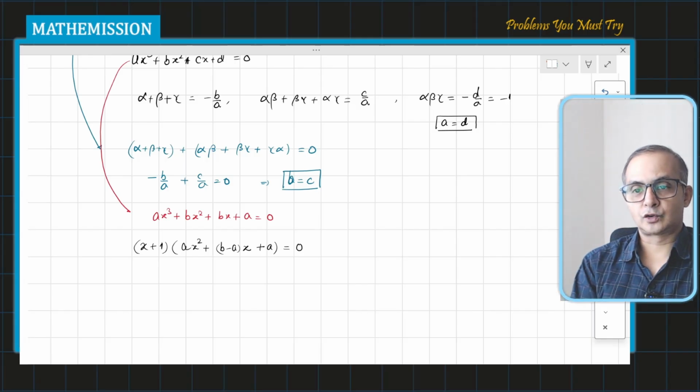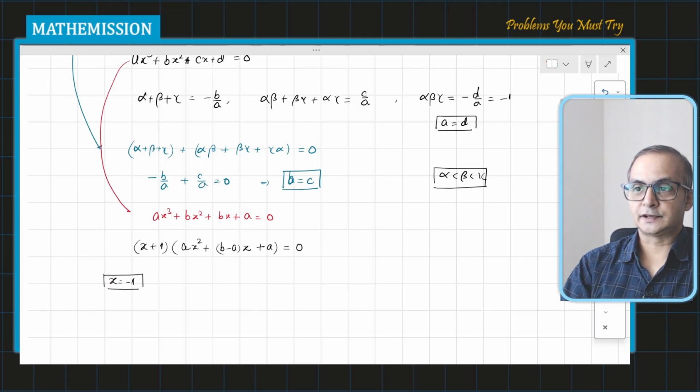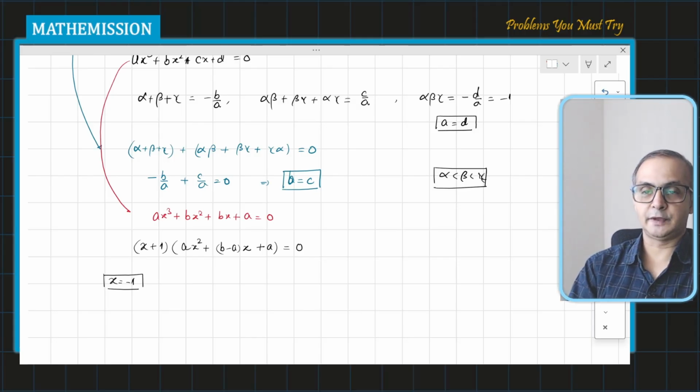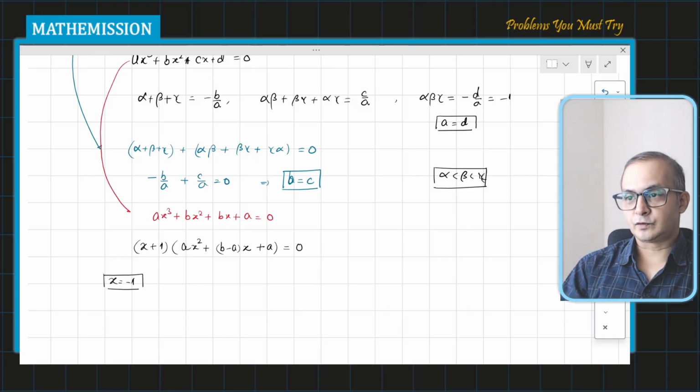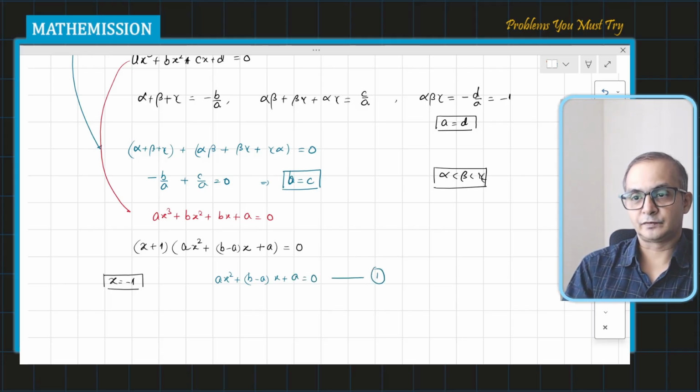So of course one root is x equals to minus 1 for sure, and since the order of the roots is given, alpha lesser than beta lesser than gamma, I don't know what this x equals to minus 1 is until I make sure whether the other two roots are lesser than or greater than this. So the whole thing we are focused on is to find out the other two roots' values, or maybe the interval. So this is the equation I have to handle: ax square plus (b minus a)x plus a is equal to 0. Now this is a crucial thing, we will keep it.